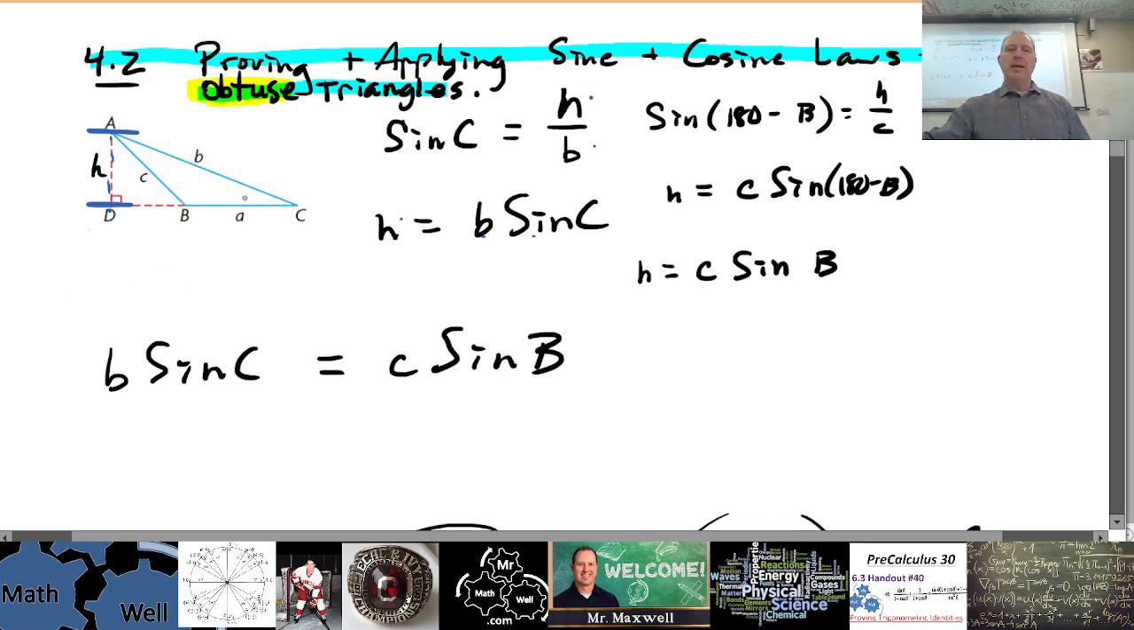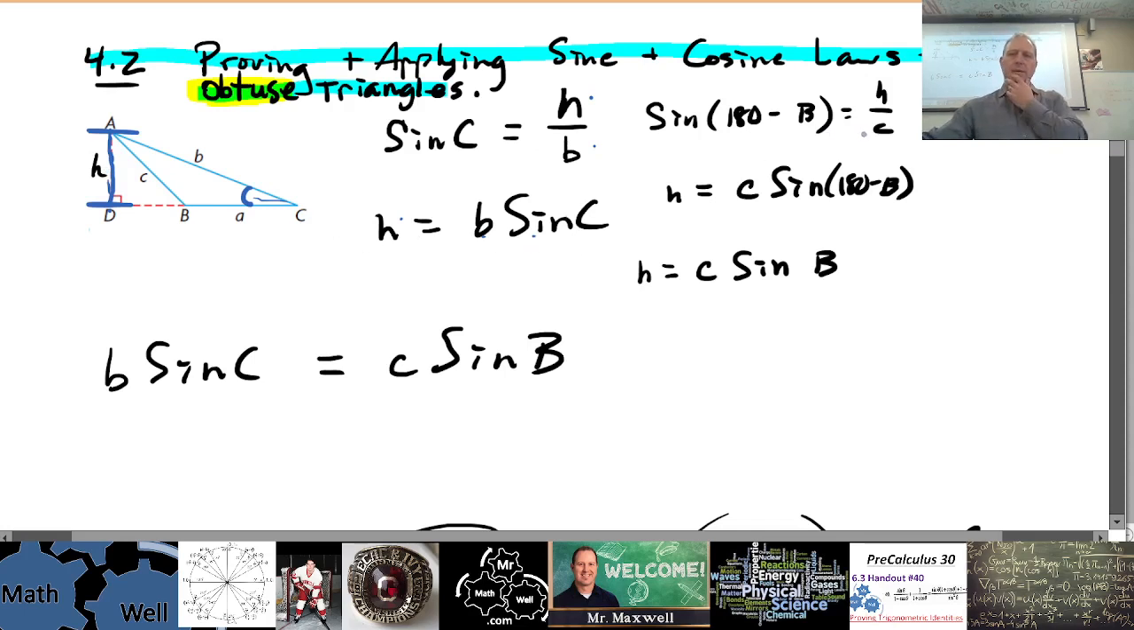Well, sine of C is equal to the opposite side, which is the height. It happens to be outside the triangle, over the hypotenuse, which is B. So sine C is still H over B. Okay? Also, if we were to rearrange this, H is B sine C, okay?